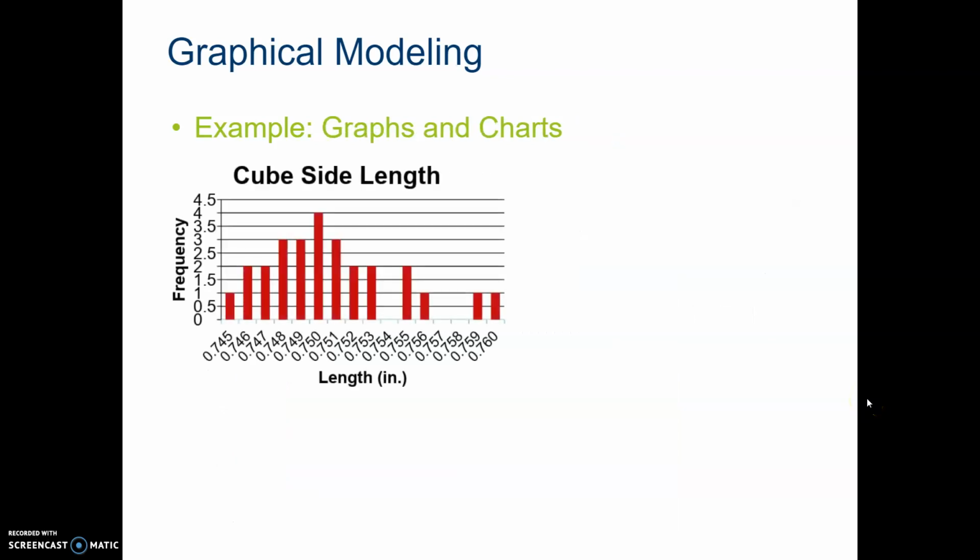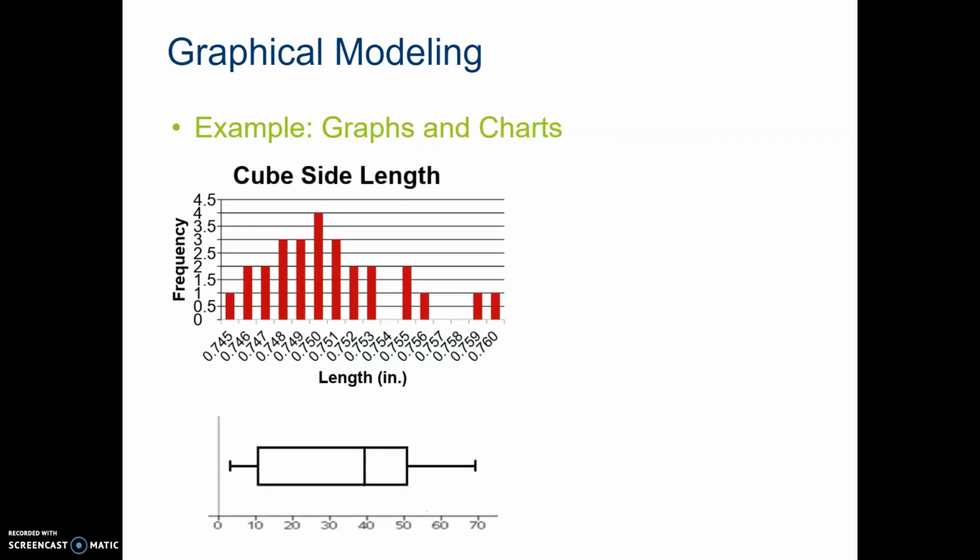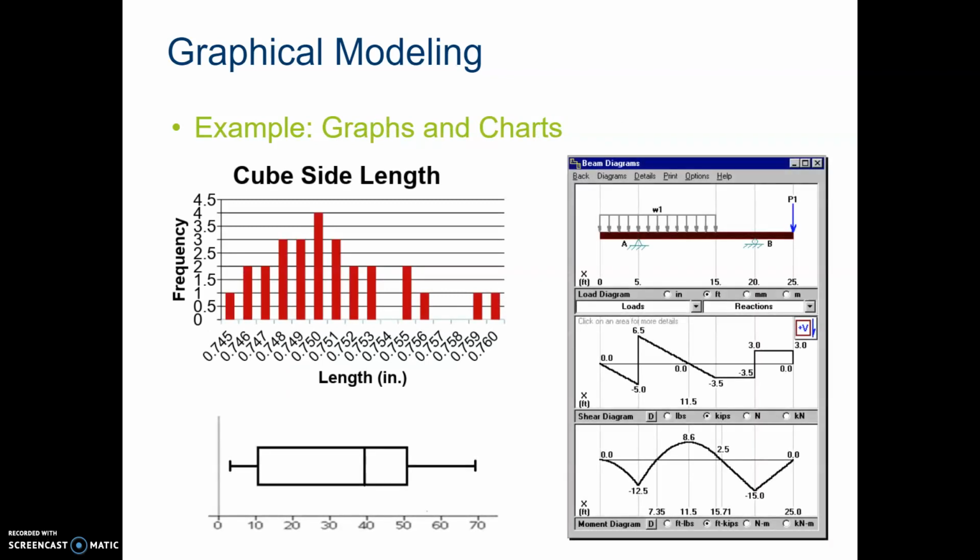Graphs and charts also can be graphical models. We just talked about histograms and different types of graphical modeling that we can use with data analysis, and that falls under graphical modeling too. So a pie chart, a bar graph, a dot plot, a histogram, all of that falls into the graphical modeling category.